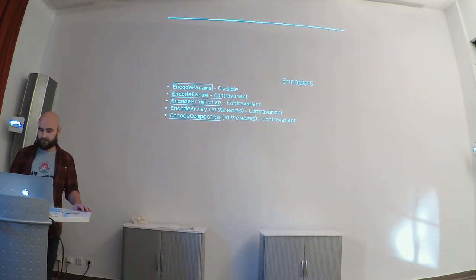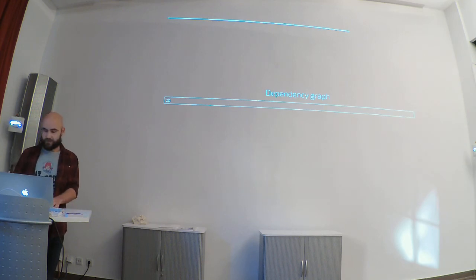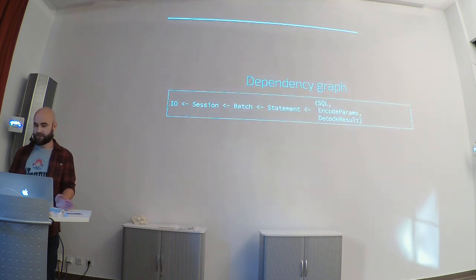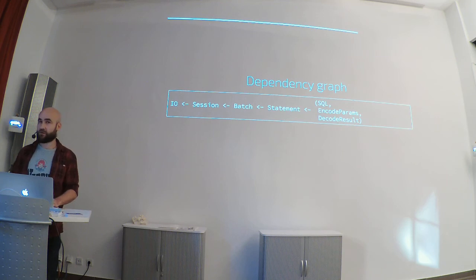And then there are other layers of abstractions, which are basically encoders. Those are all contravariant and some are divisible. Those allow you to, well, basically encode params. One executes the other, it's like this. And decoders are all covariant and some of them are applicative. A dependency graph of everything happening in this library can look like this. In I/O we execute sessions, in sessions we execute batches, in batches we execute statements, and statements are defined as a product of SQL, encoder and decoder.